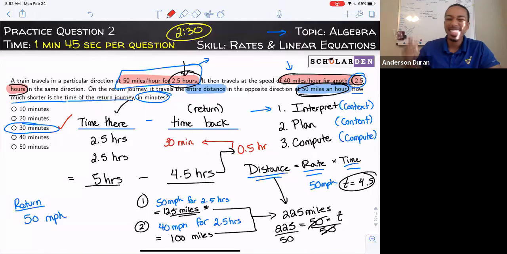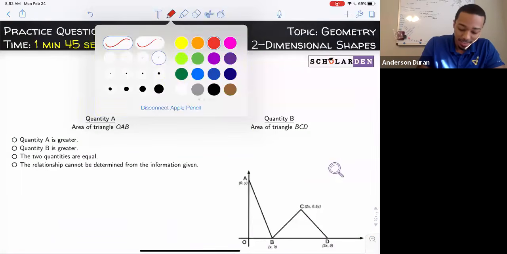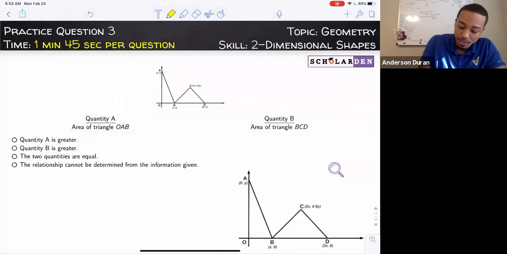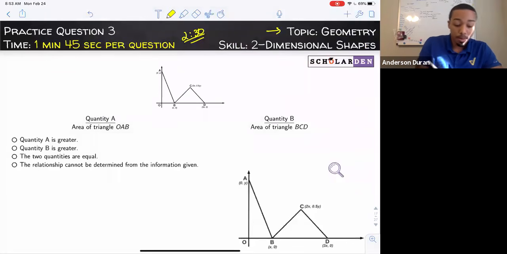I want to make sure that I can at least get one more question in before the session ends. And then I'm going to ask everybody if you want to do one more after that. So here we go. Question 3. This is from geometry, and the skill is two-dimensional geometry, two-dimensional shapes. So again, 2 minutes, 30 seconds, and go. Remember that we should be aiming to get 1 minute 45 eventually, but we're going to start off with 2.5. Go. This is quantitative comparison.